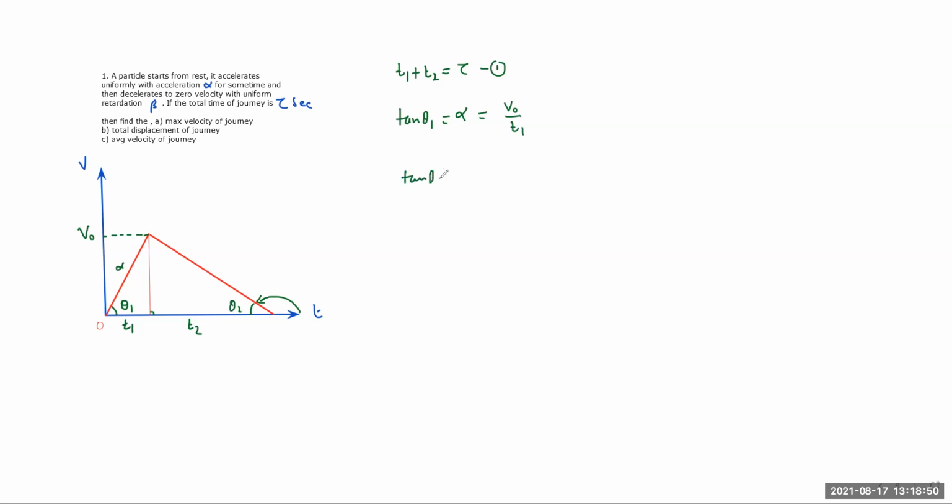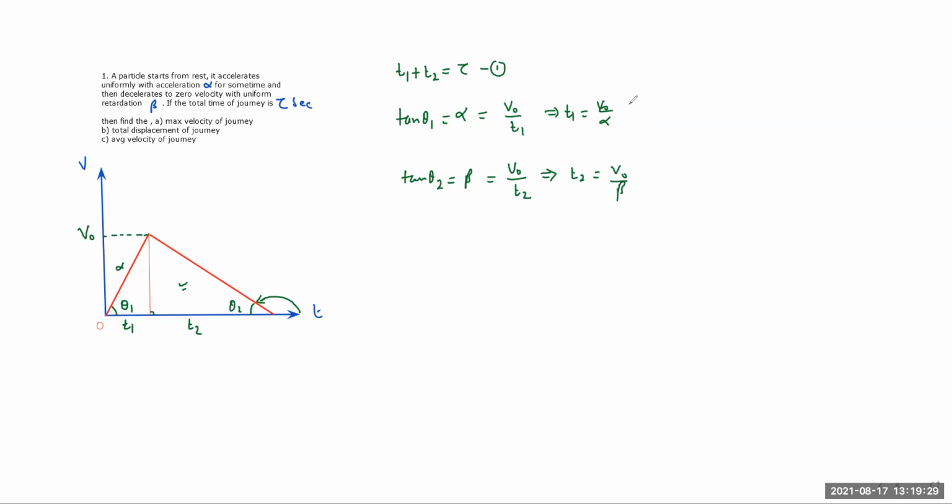And similarly, tan theta 2, which is beta, just writing the value. If you write the acute angle, you write the magnitude actually. So what can you write for tan theta 2? In this triangle, look at this triangle, it's V naught upon T2. So we got T1 and we got T2. So from here you can write T1 is V naught by alpha, and from here T2 is V naught by beta.